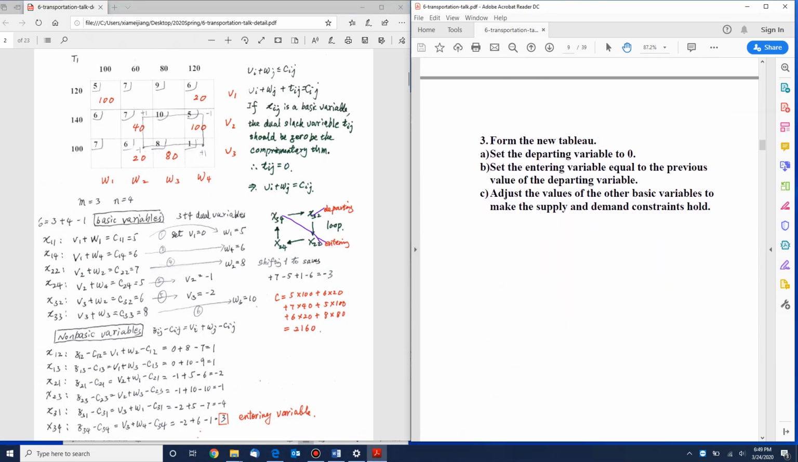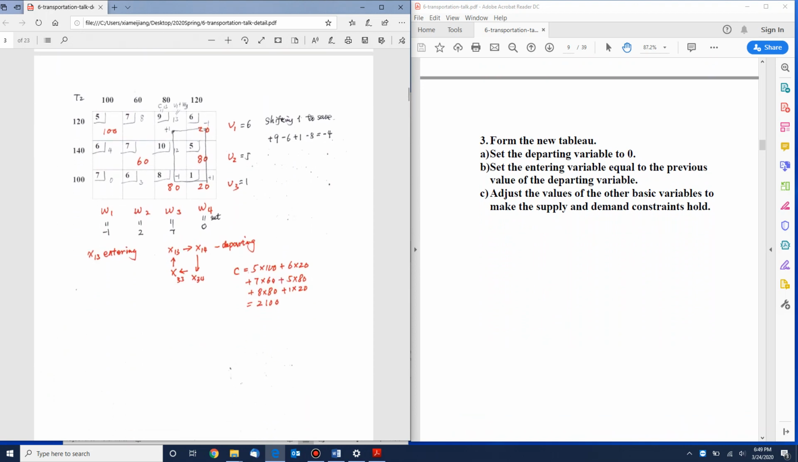So we can form a new tableau, set the departing variable to be 0, and set the entering variable equal to the previous value of the departing variable. That means x34 will be 20 and x32 should be 0. That becomes a non-basic variable. And we have to adjust x22, add 20, and x24, reduce to 20. So in this way we built up a new tableau.